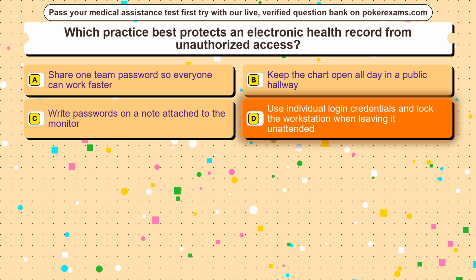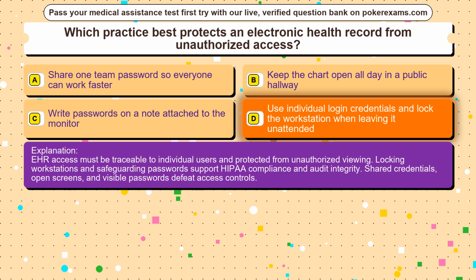The correct answer is option D. Use individual login credentials and lock the workstation when leaving it unattended. Access must be traceable to individual users and protected from unauthorized viewing. Locking workstations and safeguarding passwords support HIPAA compliance and audit integrity. Shared credentials, open screens, and visible passwords defeat access controls.